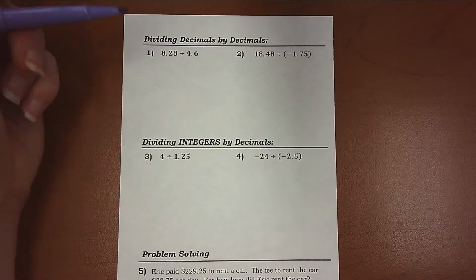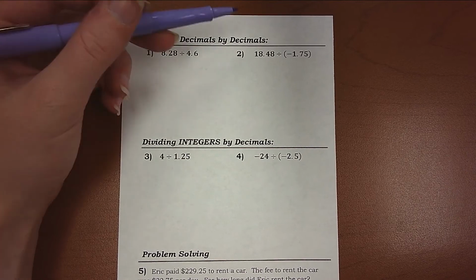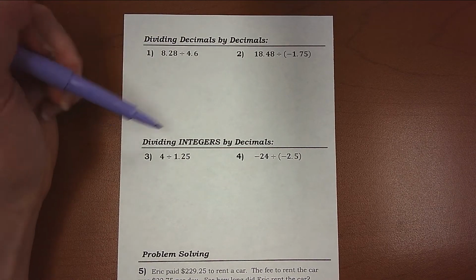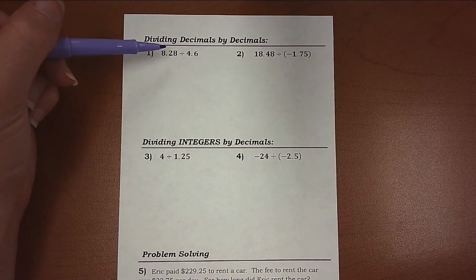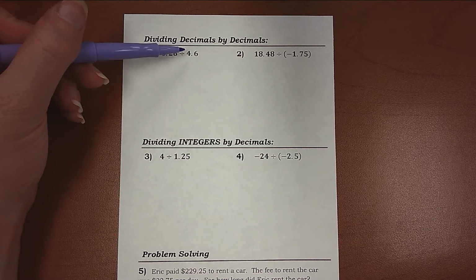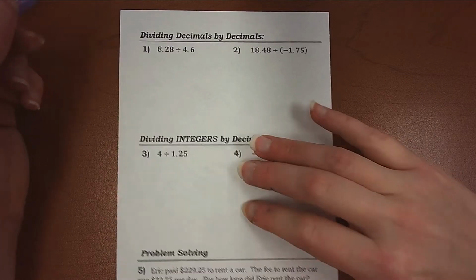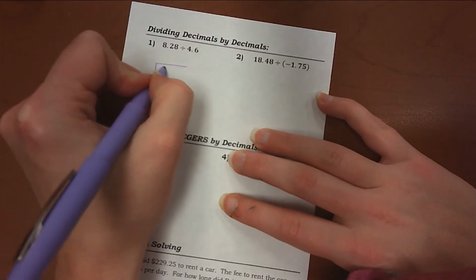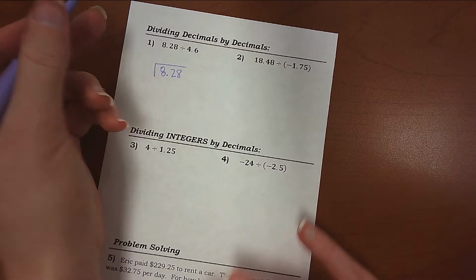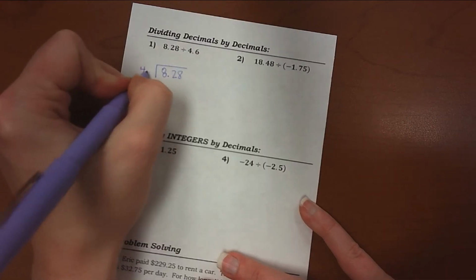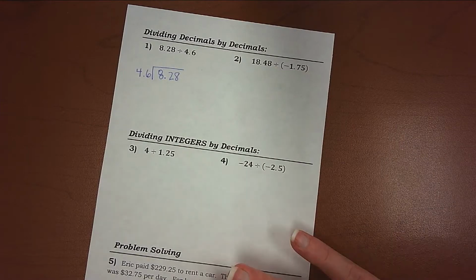On this foldable, we're going to be working on dividing decimals by decimals, dividing integers by decimals, and problem solving. And so this first problem says 8 and 28/100ths divided by 4 and 6/10ths. My first number always goes inside my bracket, or inside what I've been referring to as the house. And on the outside goes my second number.